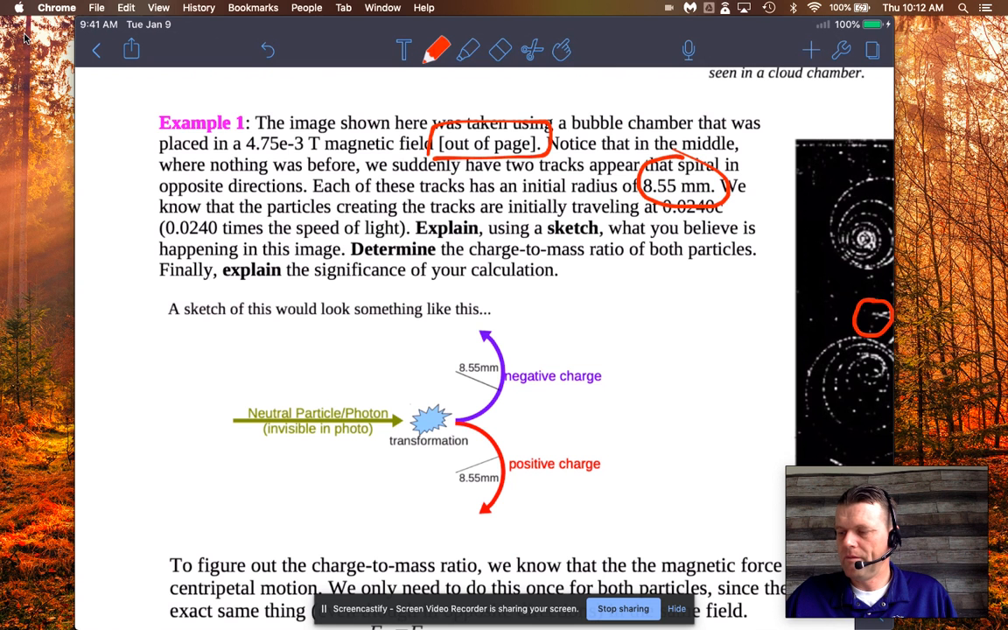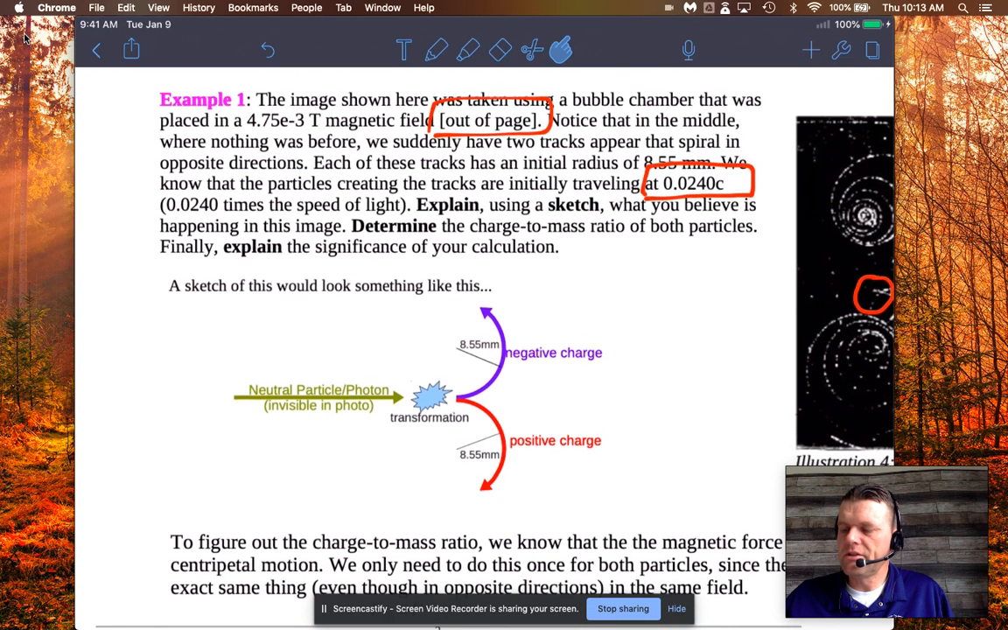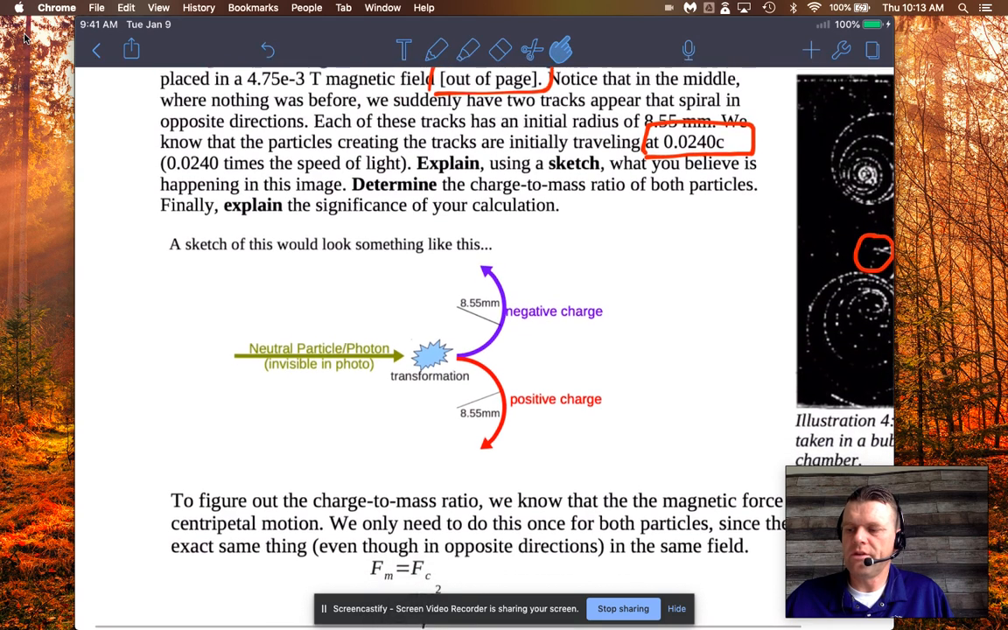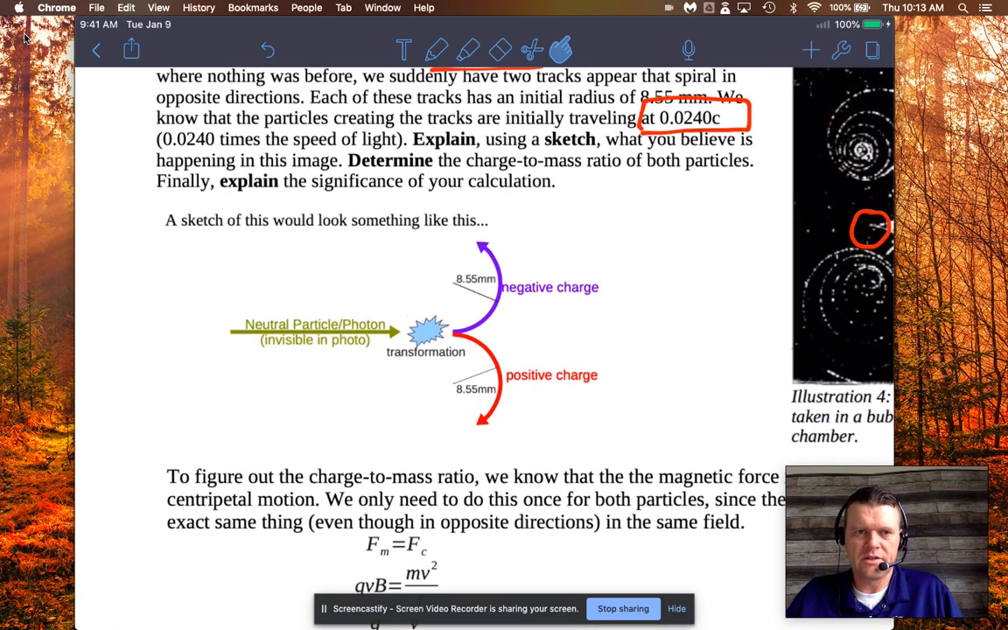But initially, it is the same. It did give a velocity there. Looks like it's going at 0.0240 c, so that's a fraction of the speed of light, c being the speed of light. Anyway, it says to explain using a sketch what you think is happening and determine the charge to mass ratio of both products and explain the significance of that.